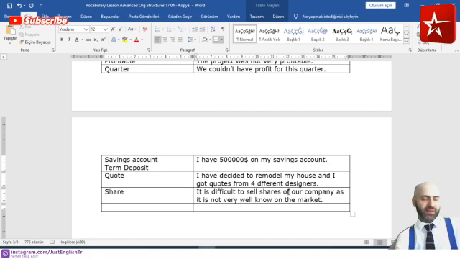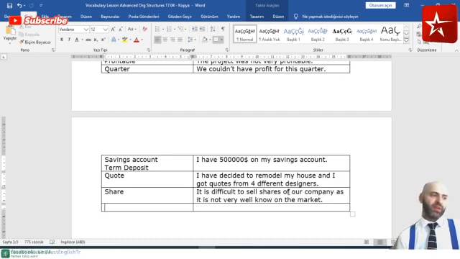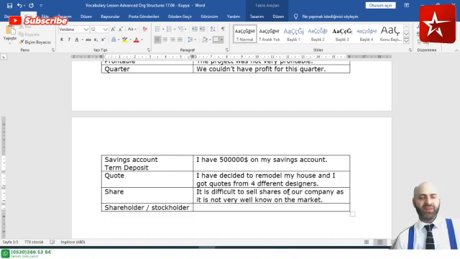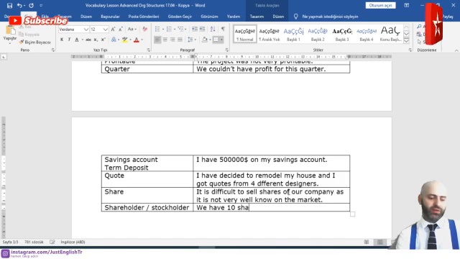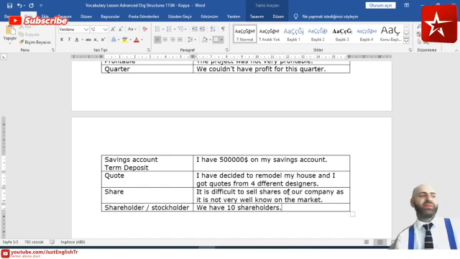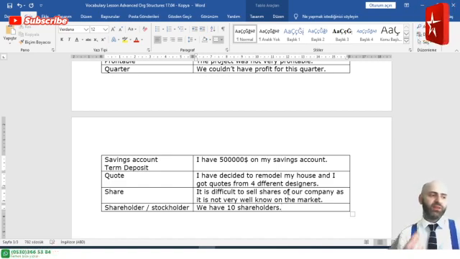Next thing that we will learn is related to share, and it describes the person who has shares in the company. We call it a shareholder, or another name, stockholder. So we have these two different words and they have same meaning, shareholder or stockholder. My company has 10 shareholders. So 10 people own little piece, or some of them maybe big piece in my company.